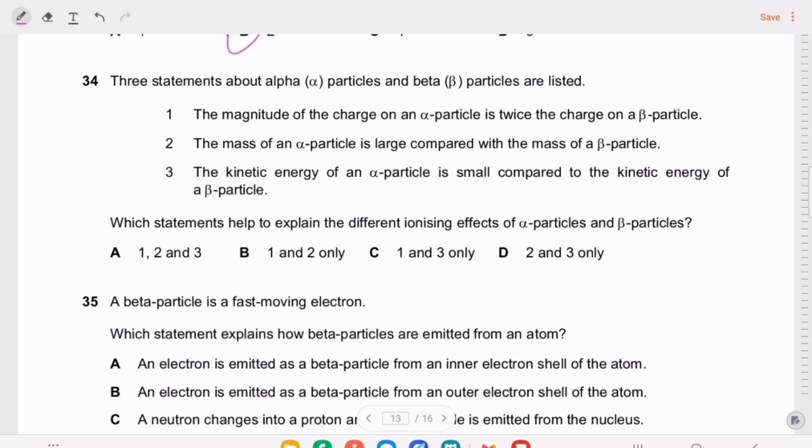Imagine rolling a bowling ball through a row of plastic bottles. It causes much more disturbance than a ping pong ball. Alpha particles behave like a bowling ball. So as we don't need statement 3, we only need 1 and 2. Remember, alpha is most ionizing, least penetrating.